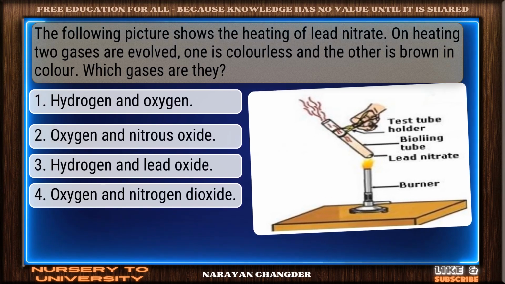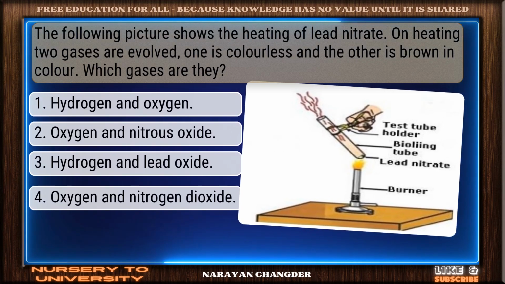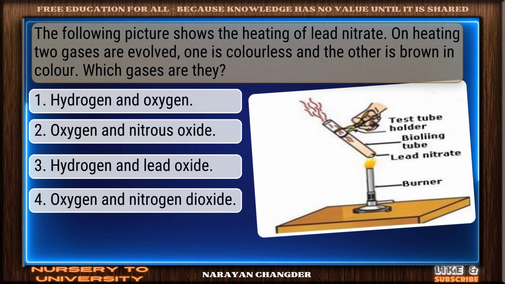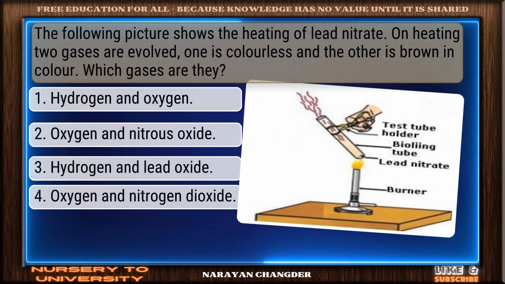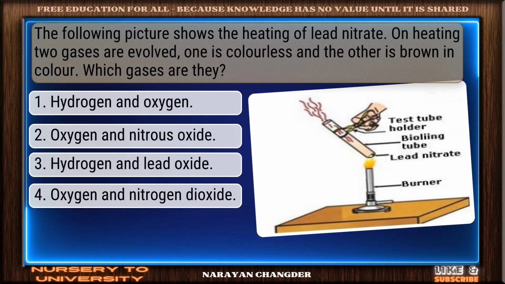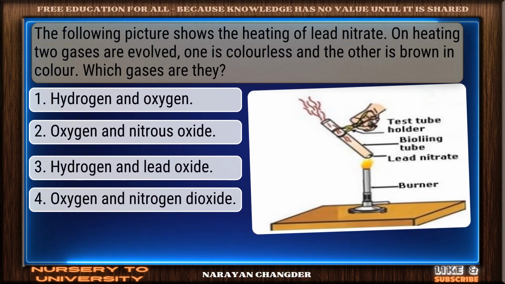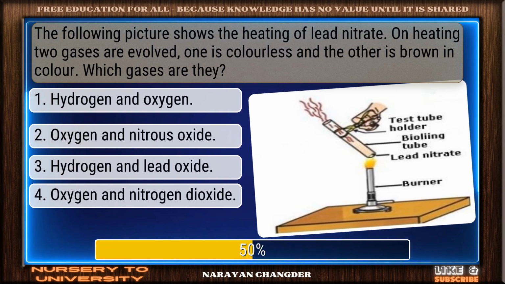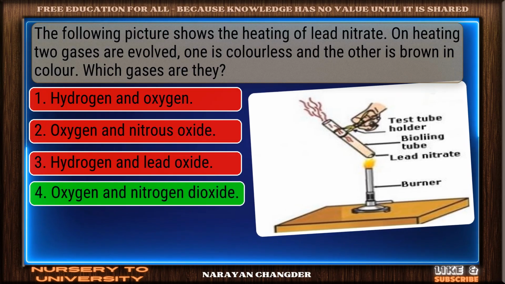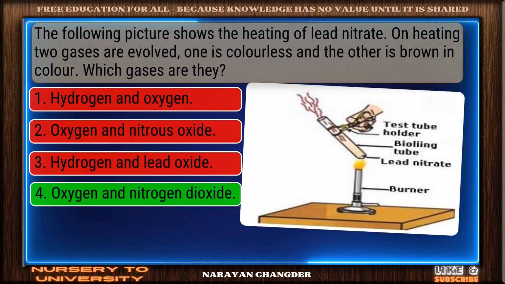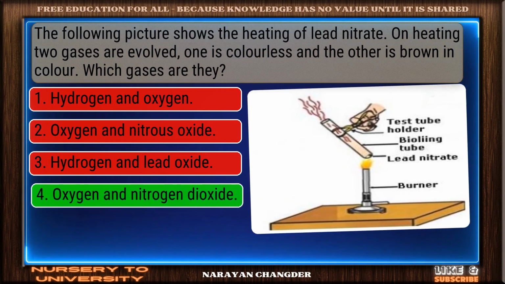The following picture shows the heating of lead nitrate. On heating, two gases are evolved. One is colorless and the other is brown in color. Which gases are they? Nice work. Oxygen and nitrogen dioxide fits perfectly.